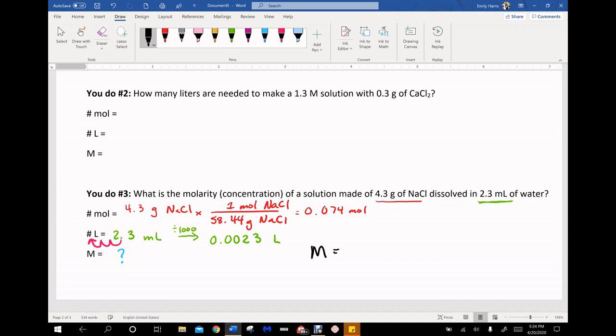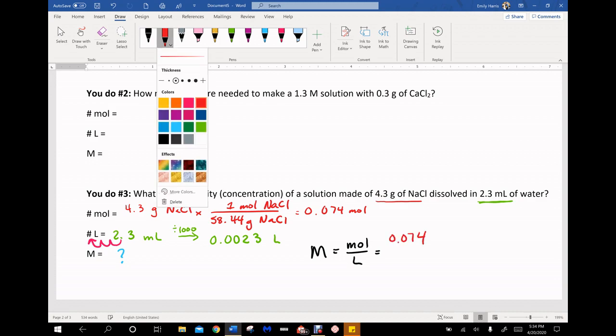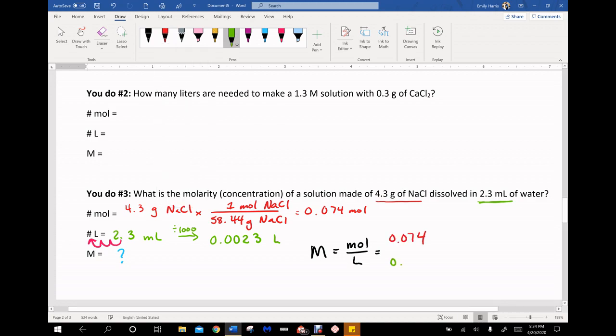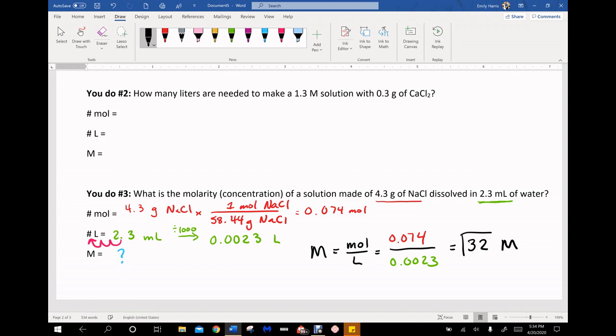Now we're ready to plug in and solve for the molarity. So our molarity formula is big M equals moles over liters. We'll plug in our moles, 0.074, and we'll divide by the number of liters, 0.0023. And so again, on these problems, it's really important to keep up with your units and make sure your units match the formula that you're using. All right, and so what I'm getting for this one, rounded to 2 sig figs, is 32 molar. So wow, that's a lot of salt and a little bit of water. So our solution is really concentrated.